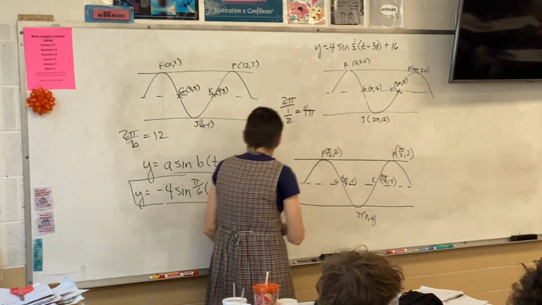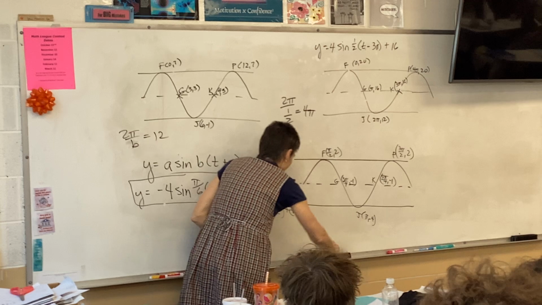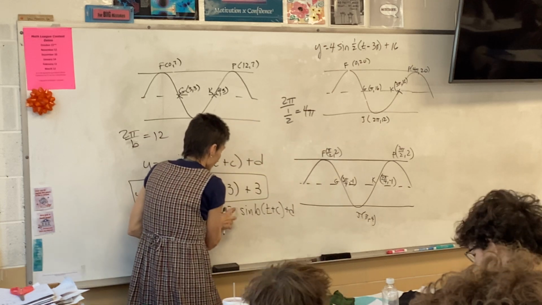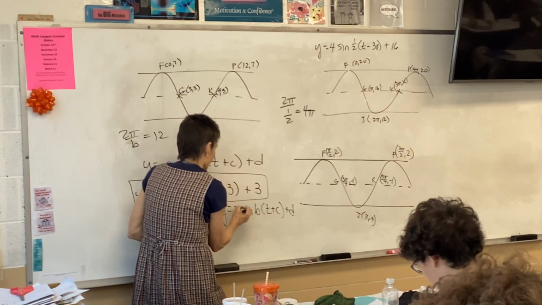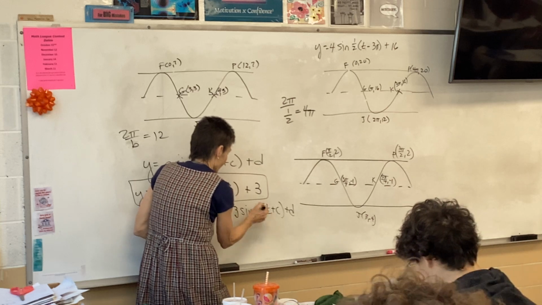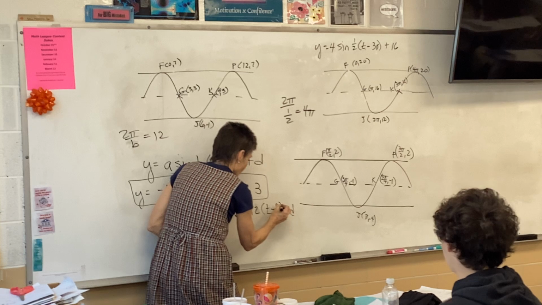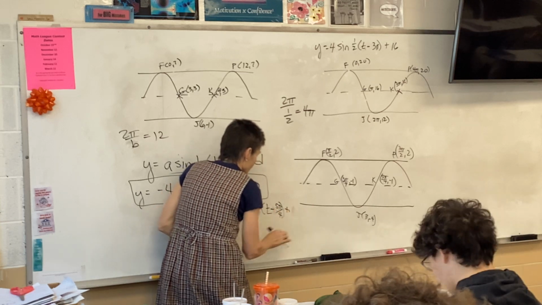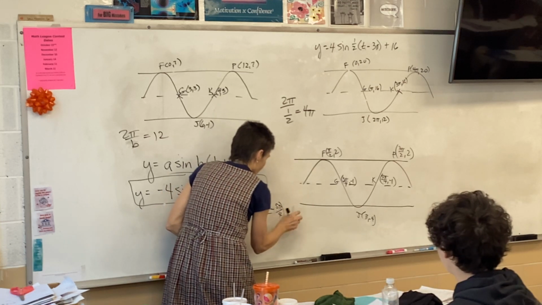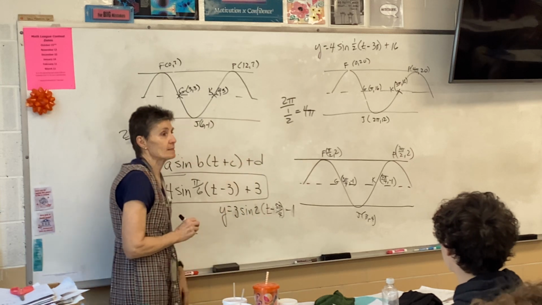Okay, who got 1 for this last problem? I got it. What was your A? My A was 3. What was your B? 2. C? Negative 5 pi over 4, minus 5 pi over 4. And D is negative 3. Minus 4.